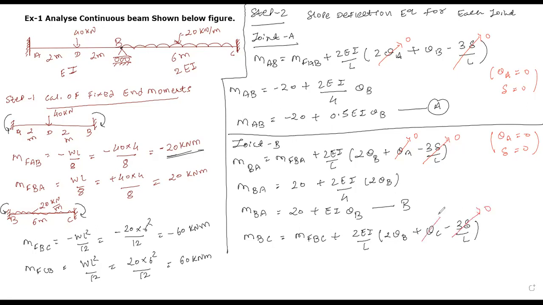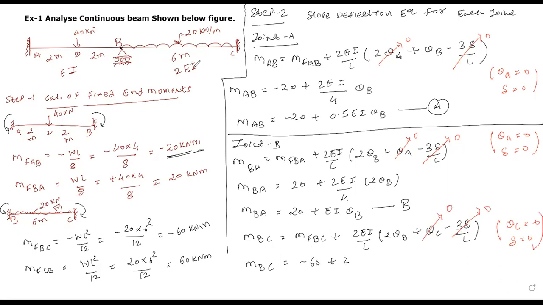Okay, and no deflection is given. That's the reason delta is 0. So we can write here theta C equals 0 and delta should be equal to 0. I hope it is clear to all of you. Let's go next, put all the values. So we can say MBC should be equal to minus 60 plus 2.